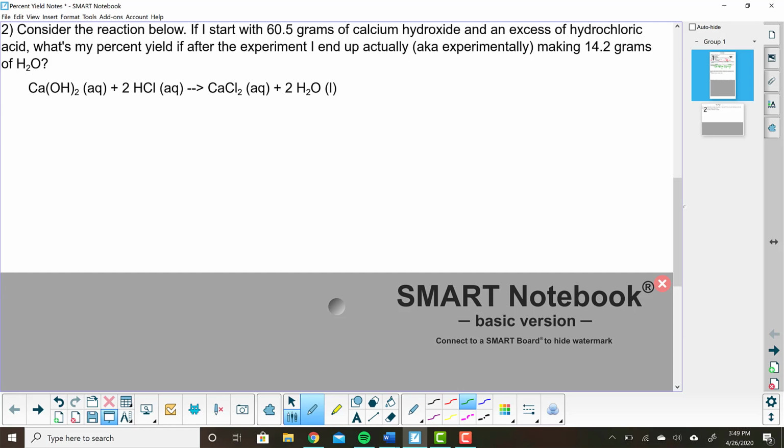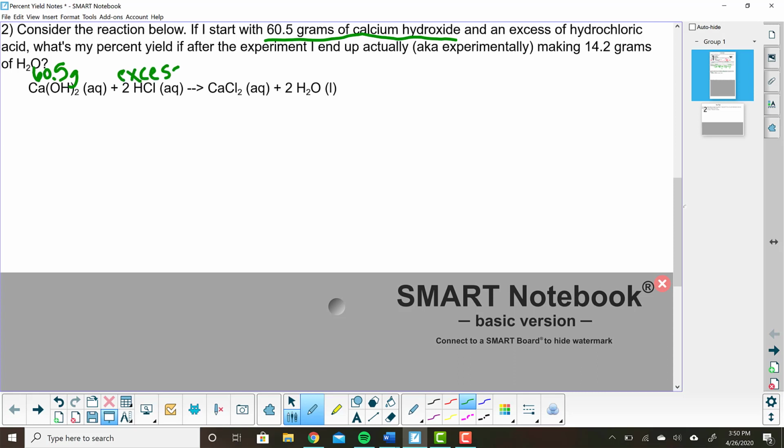Okay, let's break this down. I've got a lot of information here. It says that I'm starting with 60.5 grams of calcium hydroxide. So 60.5 grams of the calcium hydroxide. It says I have excess hydrochloric acid.